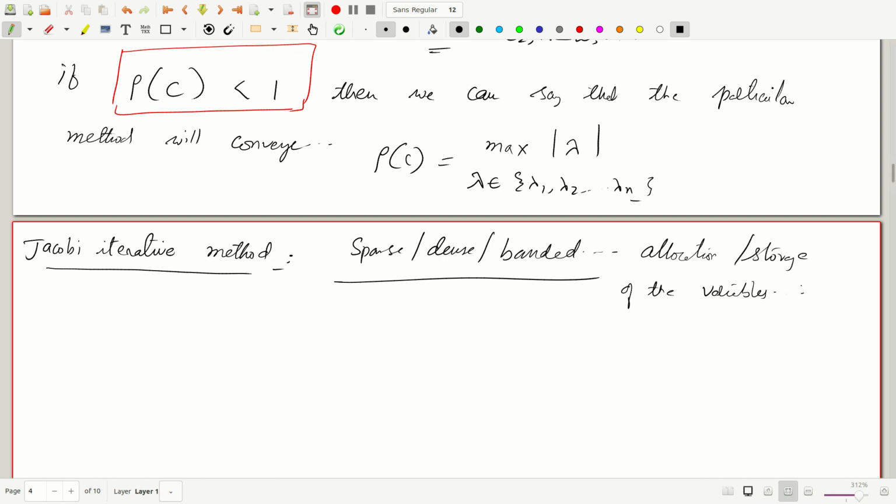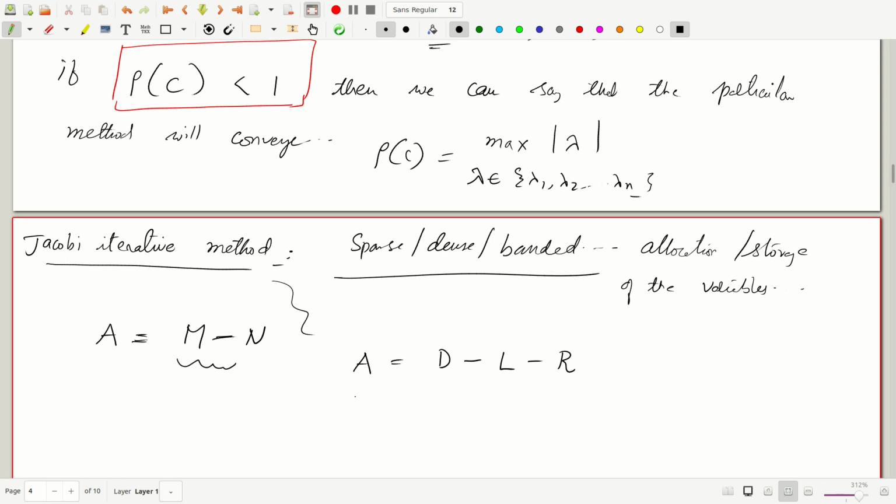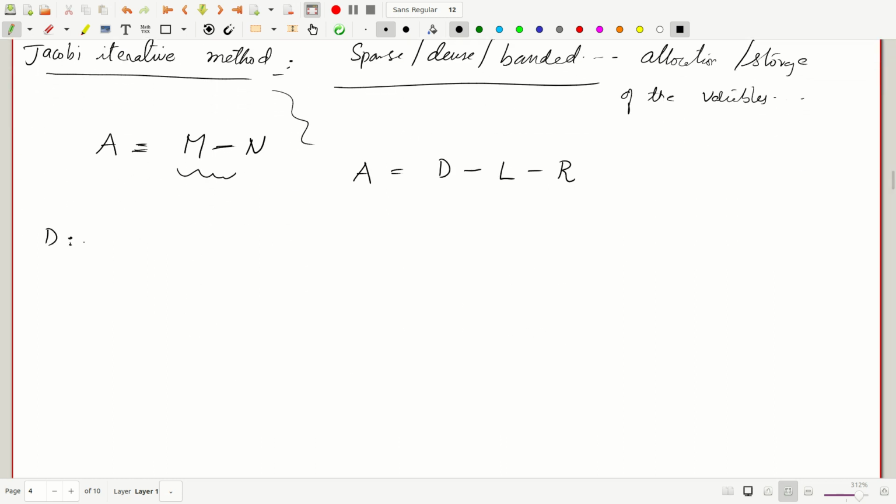All right. So now, as we said, in a general iterative method, you are going to split A into M minus N, right? You are going to split into two matrices, M and N. And then in the Jacobi method, A is split into three matrices, D minus L minus R, where D is a matrix that contains the diagonal elements of matrix A. So if you take out all the diagonal elements and make everything else 0, that is what your D matrix is.